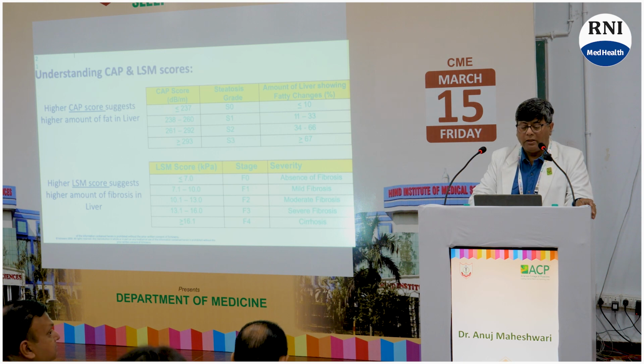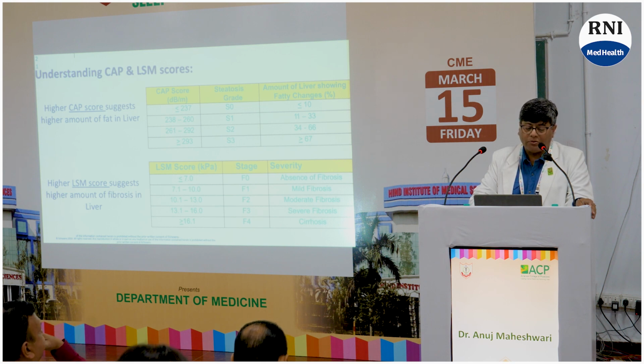When it is 238 to 260, it is grade 1, having 11 to 33% of the liver with fatty changes. 261 to 292 is grade 2, having 34 to 66% of the liver with fatty changes. If it is more than 293, then it is grade 3, with more than 67% of the liver having fatty changes.